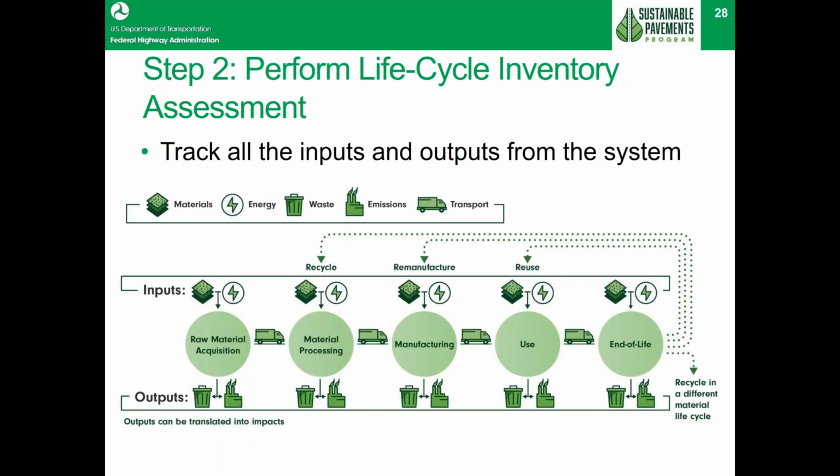So step 2 in the LCA is to perform the life cycle inventory assessment. So you track all the inputs and outputs from the system. These are inputs of resources and outputs of waste, emissions, and co-products, estimated for each activity to produce this life cycle inventory assessment. Resource flows considered are energy and materials, whereas emission flows are emissions to air, land, and water.